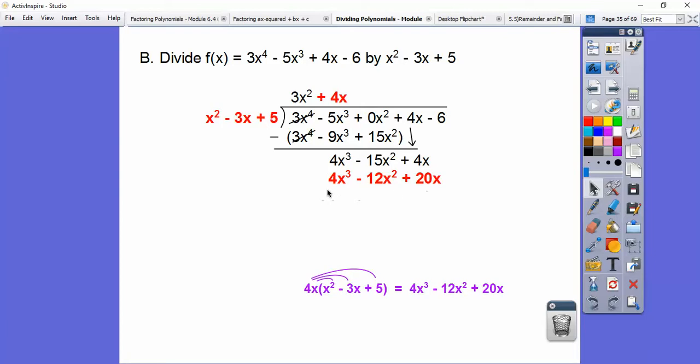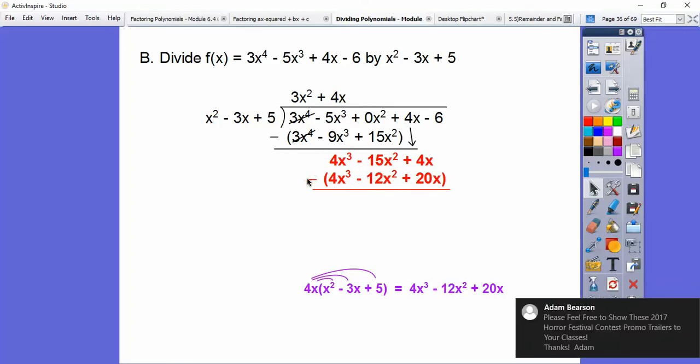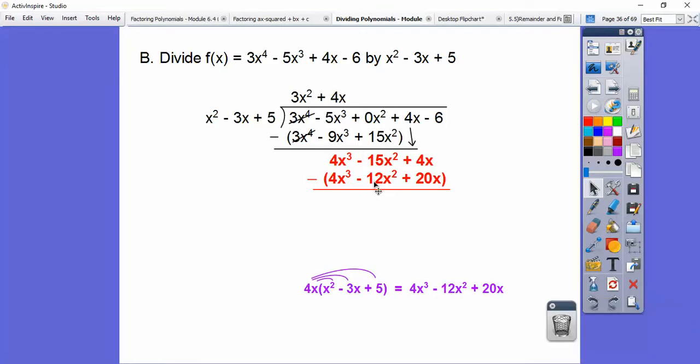Okay, and then we wrap that guy in parentheses and subtract. Okay, so here we go. All right, so 4x cubed minus 4x cubed, they're gone. Negative 15x squared minus a minus 12x squared becomes negative 15 plus 12, which is negative 3x squared. And then 4x minus 20x is a negative 16x, okay?